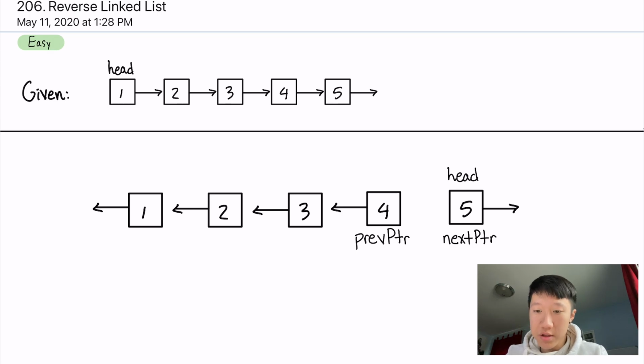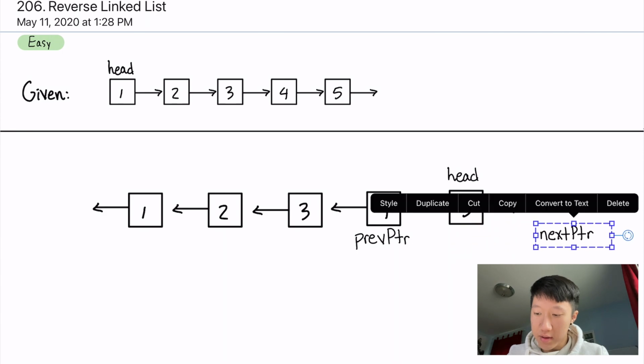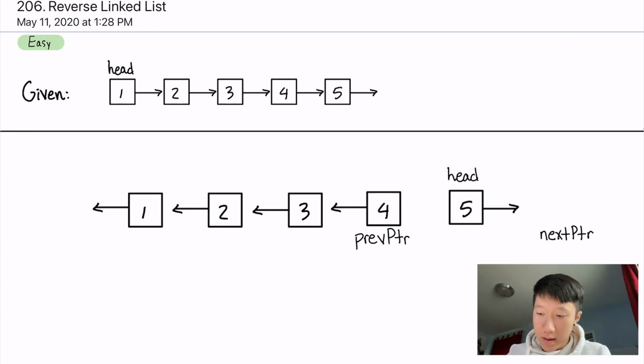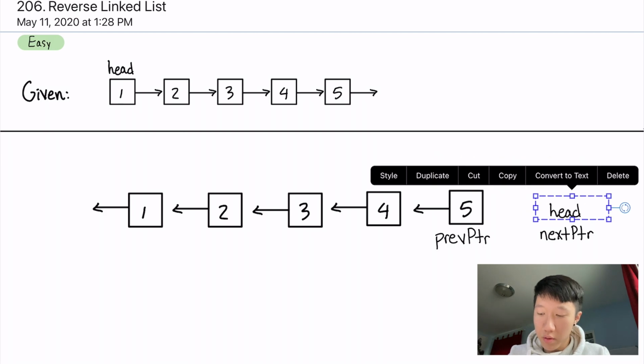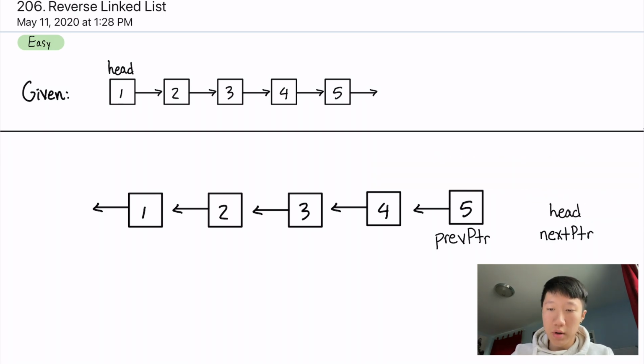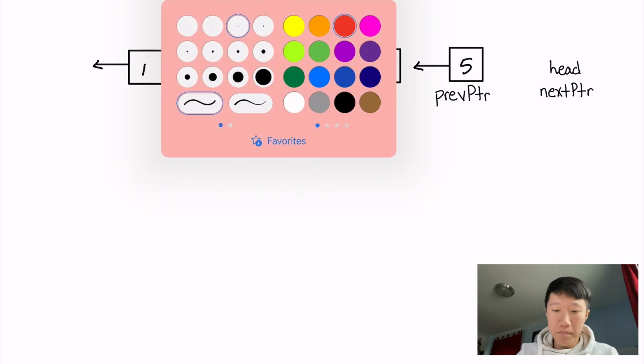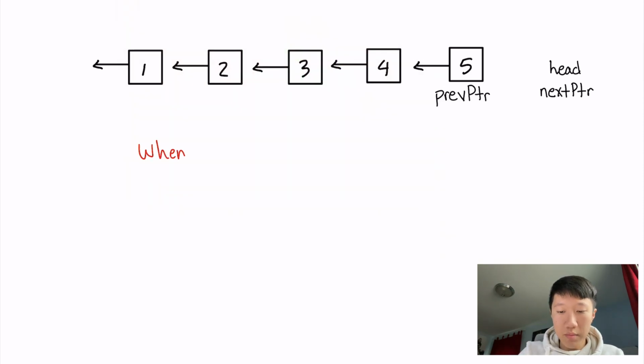So let's do one more iteration. Next pointer is equal to head.next. So now this is equal to none. Head.next is equal to previous. Previous is equal to head, and head is equal to next pointer, which is none. So the questions we need to answer: when do we stop? That's number one. And number two, what do we return?